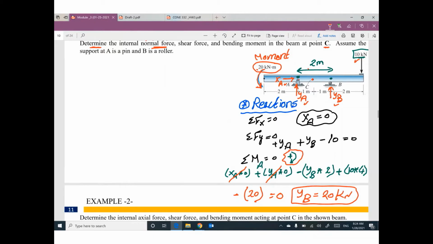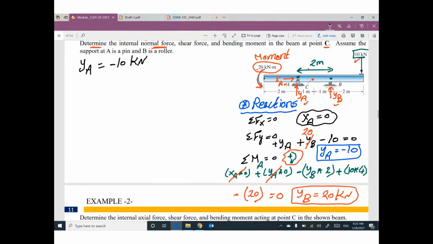If you put here YB equal 20, the only unknown in this equation is YA. So I can figure out the value of YA. It will be negative 20. I'm sorry, negative 10. What is the meaning of negative? YA equal negative 10 kilonewton. What is the meaning of negative?